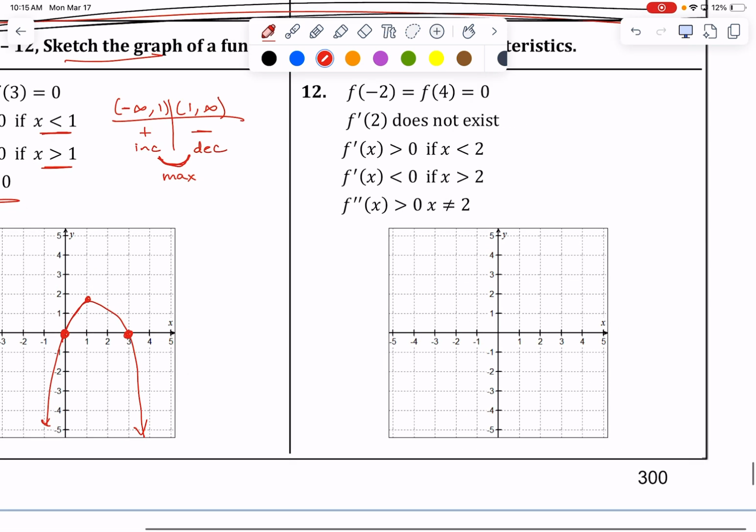Try number 12 on your own. See if you can draw that one. Let's make it a little contest. Who can get it? If you're a Duke fan, you probably can.